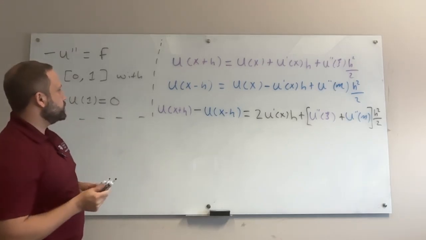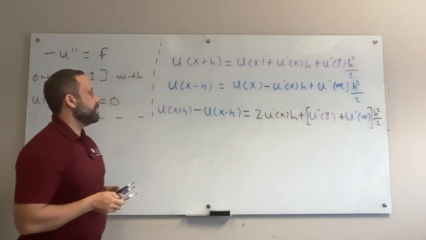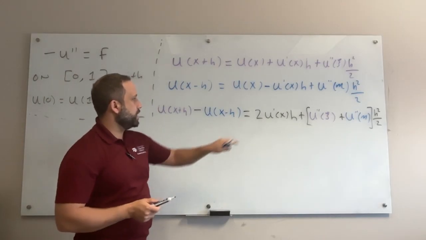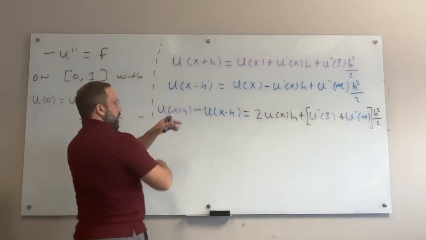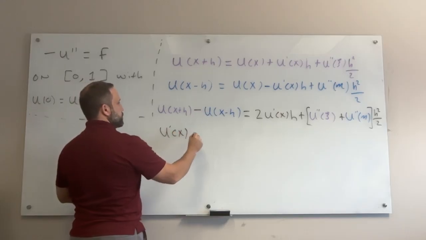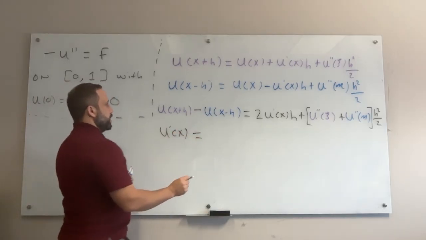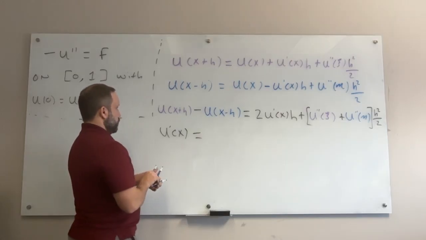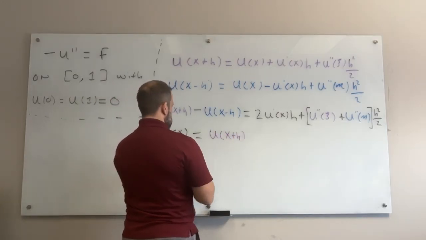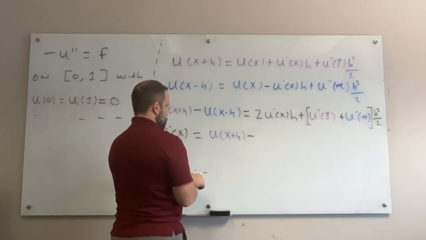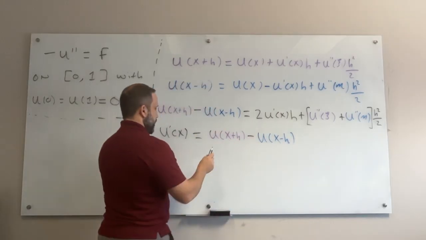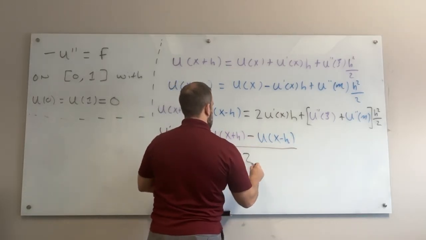So now what we're going to do is solve this for u prime of x. We're going to divide by 2h and move this over. I'm going to switch it around so that u prime of x is on the left-hand side. So u prime of x is going to be equal to u of x plus h minus u of x minus h, divided by 2h.